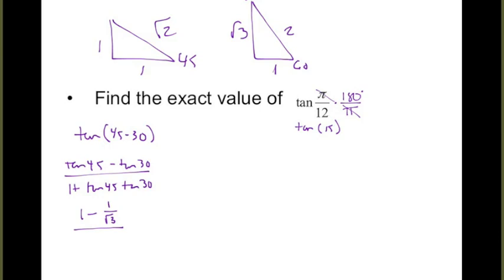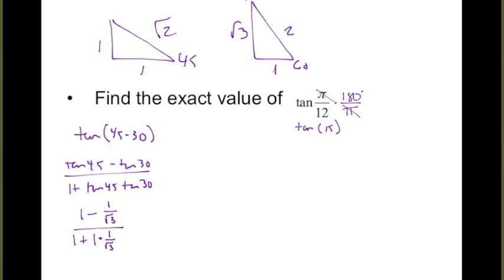On the bottom, I get 1 plus tangent of 45, which is 1, and tangent of 30, which is 1 over square root of 3. I am okay with leaving square roots in a denominator, but I am not okay with leaving fractions of fractions. So we have one more step we need to do to simplify this.